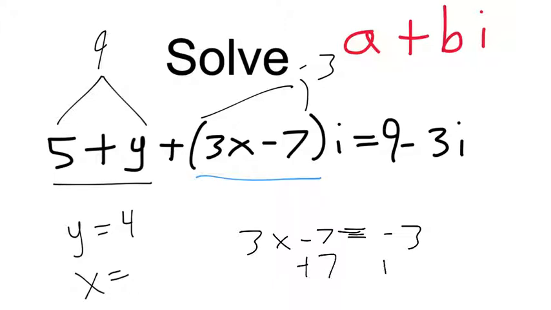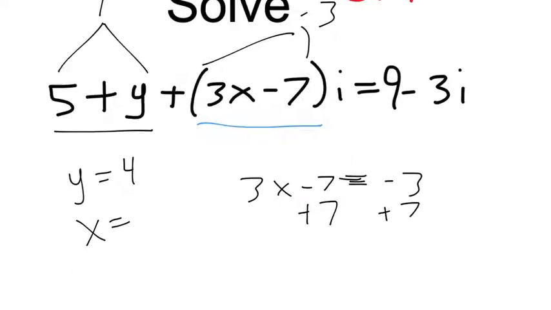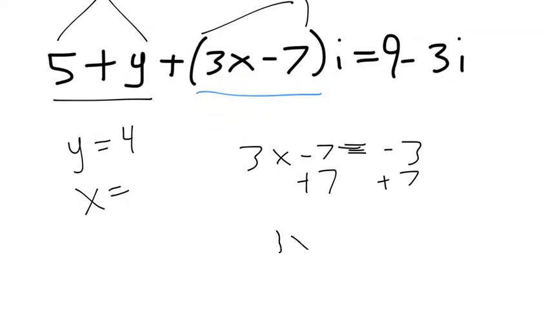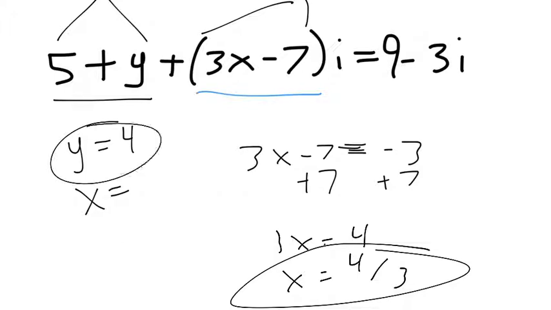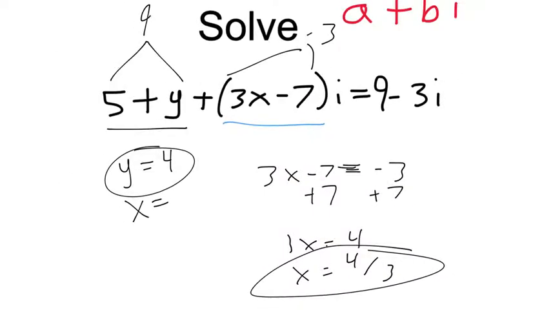So if you add 7 to both sides, you get 3x is 4. If you divide both sides by 3, you get x is 4/3. So these are the two numbers that solve the equation. And again, you can check that to make sure. If you plug in 4/3 in here, 4/3 times 3 gives you 4, and 4 minus 7 gives you negative 3. So we have negative 3i, just like it says on the right side of the equation.